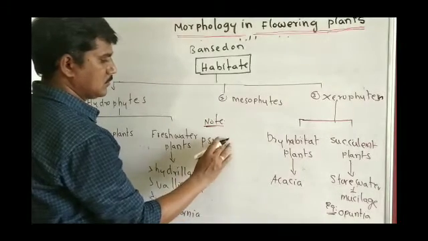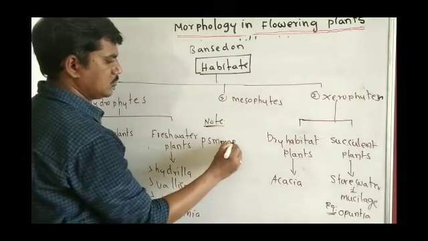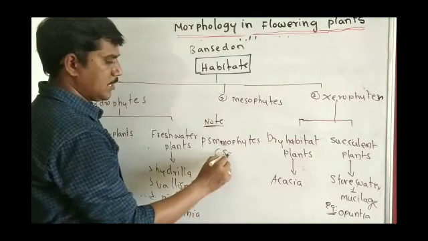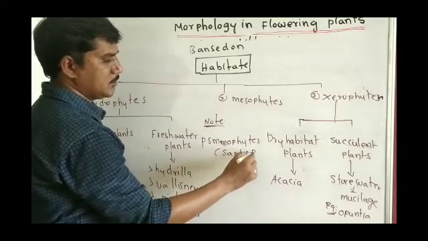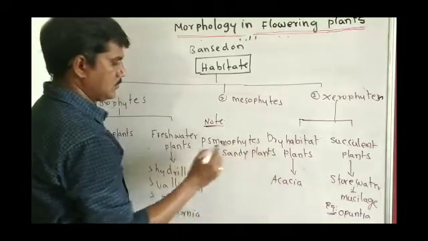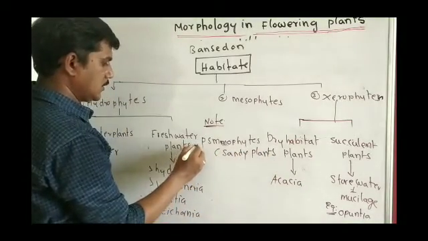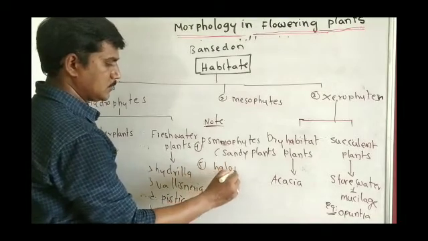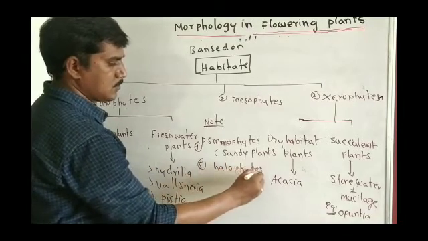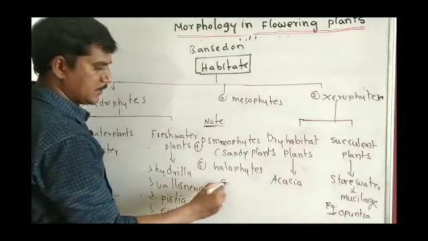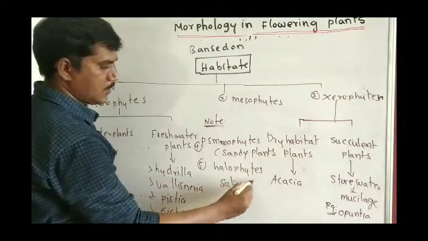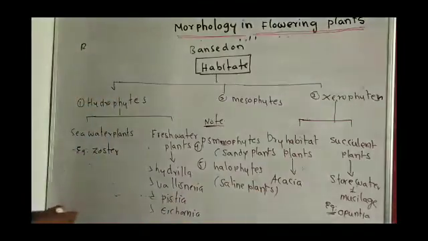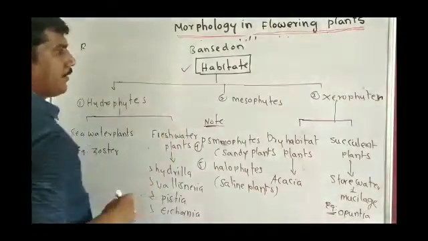Apart from this, please just keep in note here. Psammophytes means those plants growing on sandy soil. Yes, this is better. Fourth one. Fifth one, halophytes. Those plants growing on saline soil we call halophytes. So it is based on the habitat.